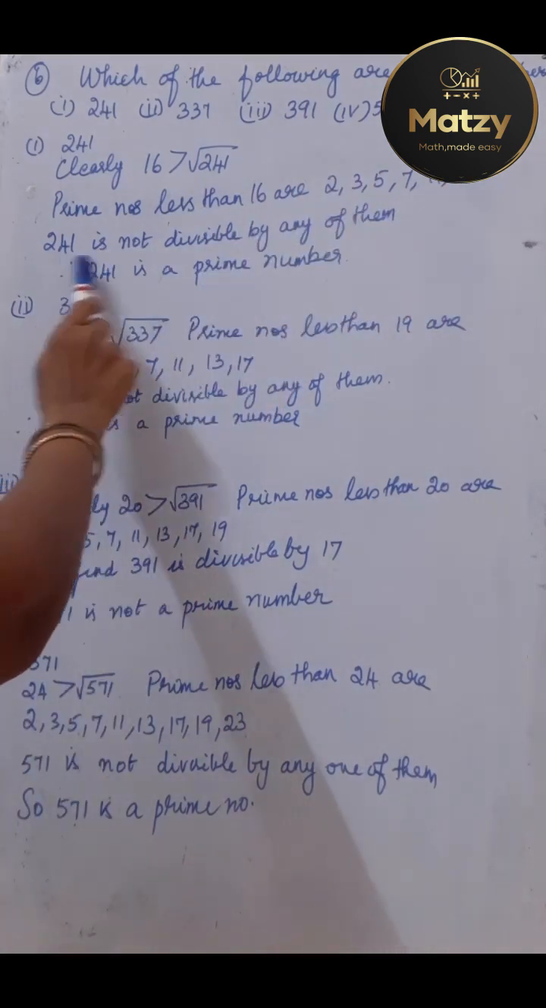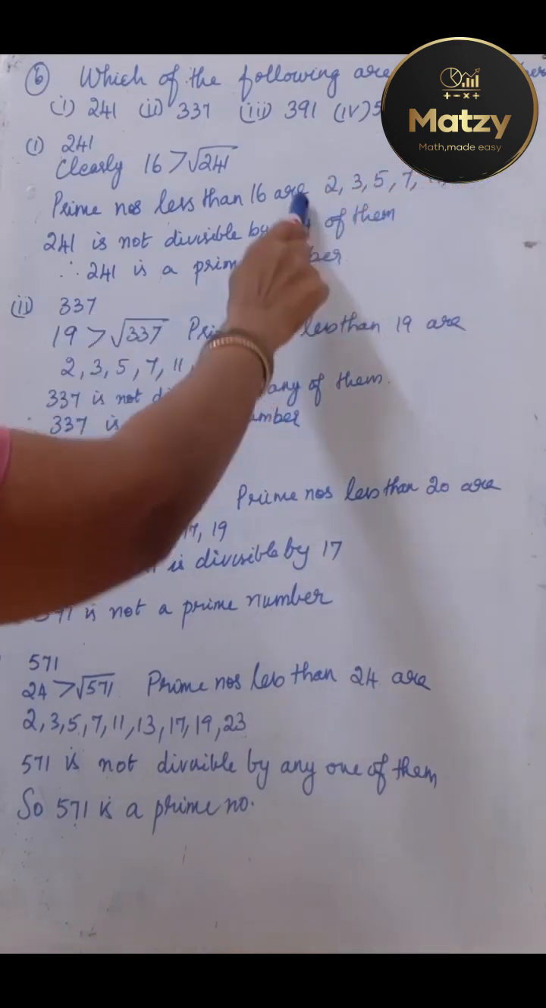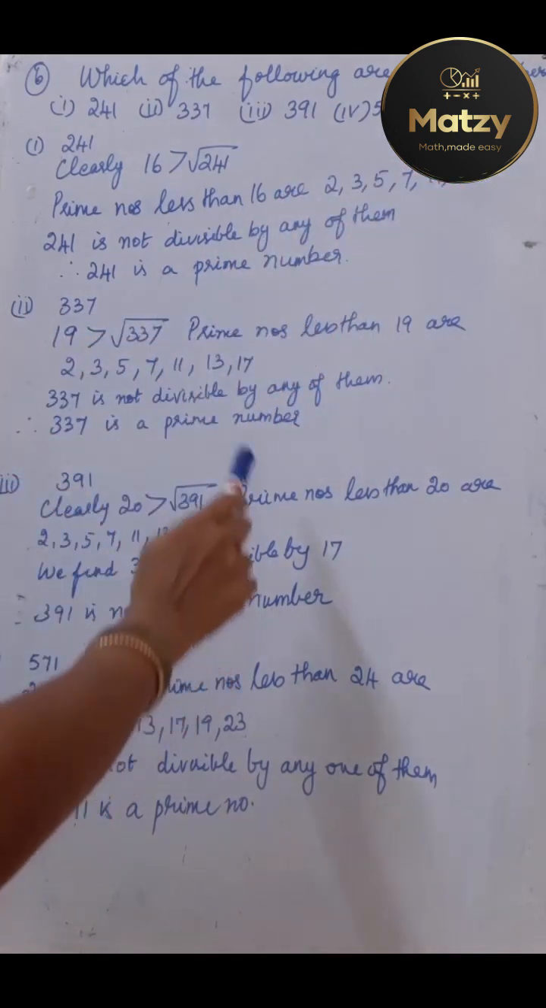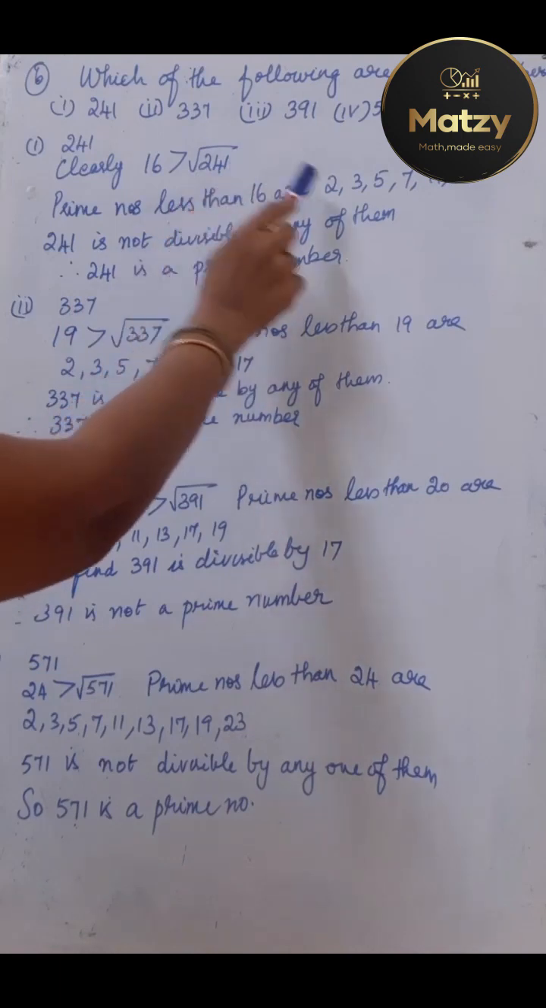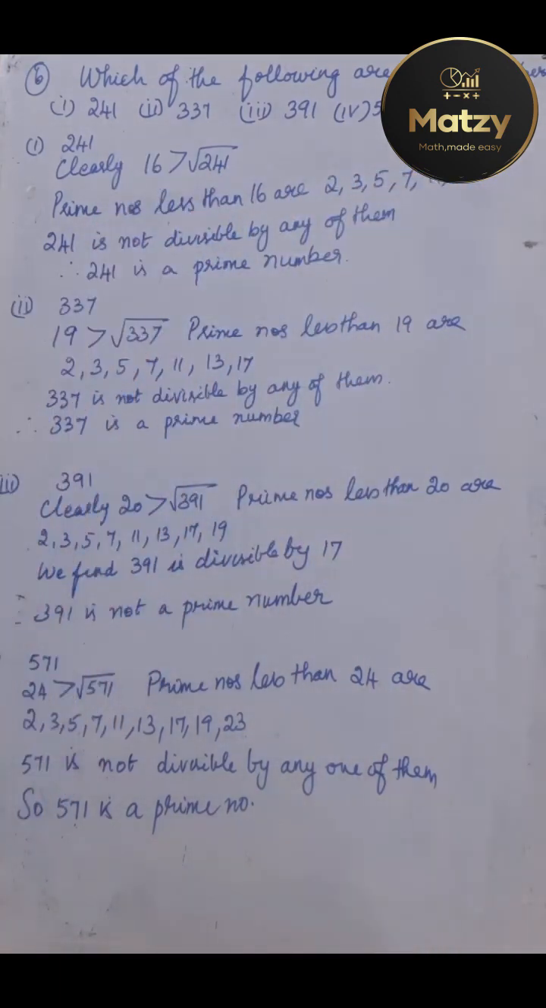So 241 is not divisible by any of these prime numbers. You should see whether 241 is divisible by these prime numbers. It is not divisible. So 241 itself is a prime number. Okay, let us try for the next number, 337.